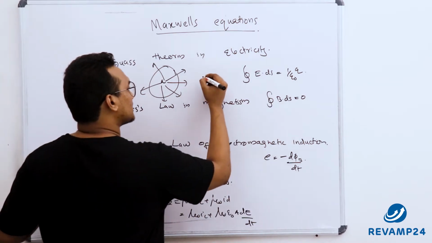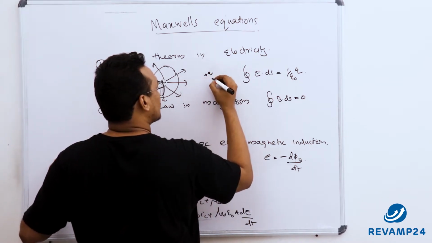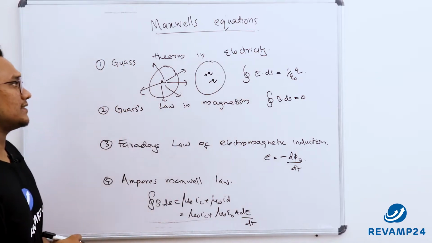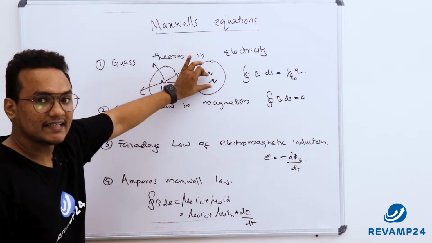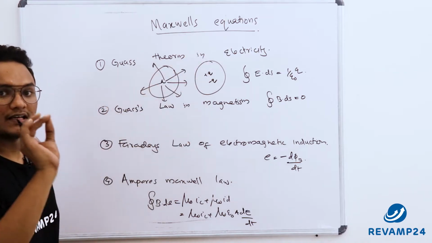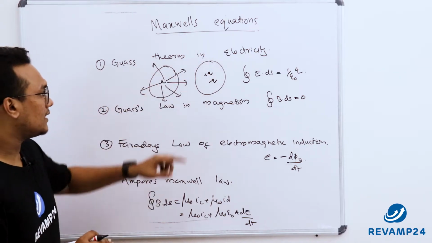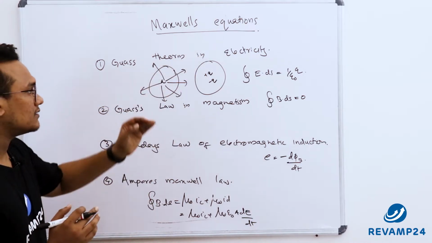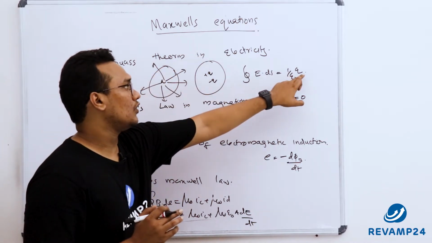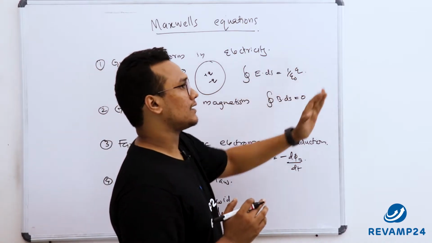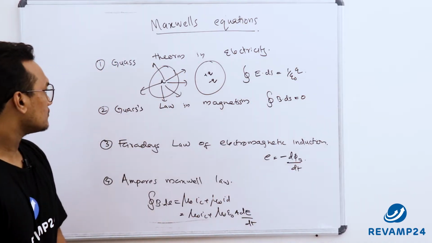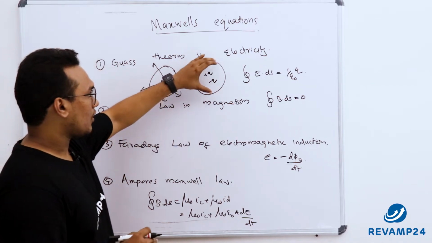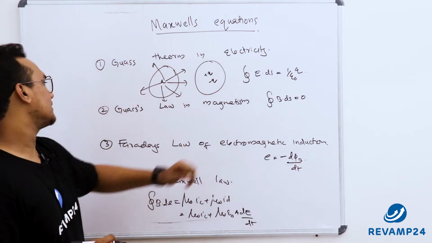Now if the total charge is, let's say, plus q I have kept and minus q I have kept, and I draw a surface in this way, the total charge inside the Gaussian surface is 0. Plus q and minus q, what is the sum? 0. So here q will become 0 and the entire term will become 0. Okay, now this concept is the foundation for this next thing.